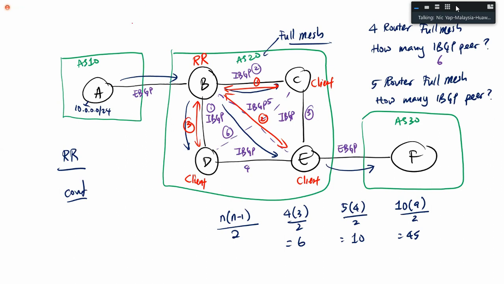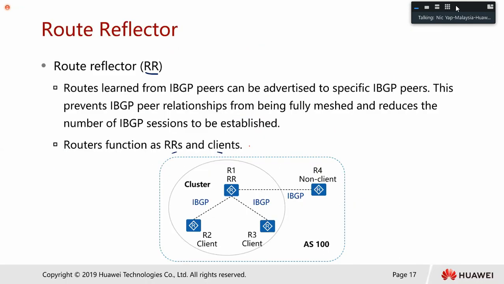We also have an RR, we have a client, and we also have a non-client. So we have 3 different roles over here. Later, I'm going to explain the differences between these 3 roles. So RR and client. Clients do not need to know they are clients. The RR is the one who knows who my clients are. So when I receive an update, who can I send it to? I place them on a list of who my clients are and I send to my clients.